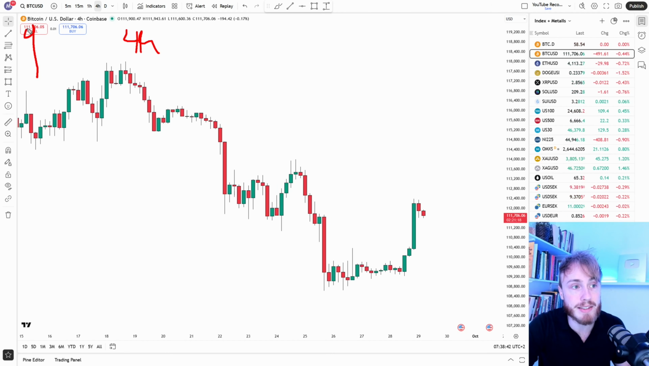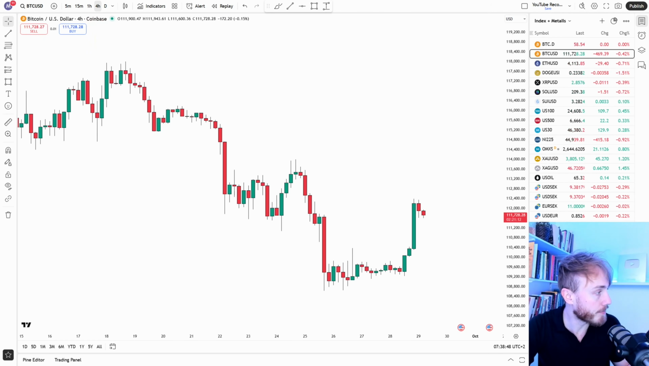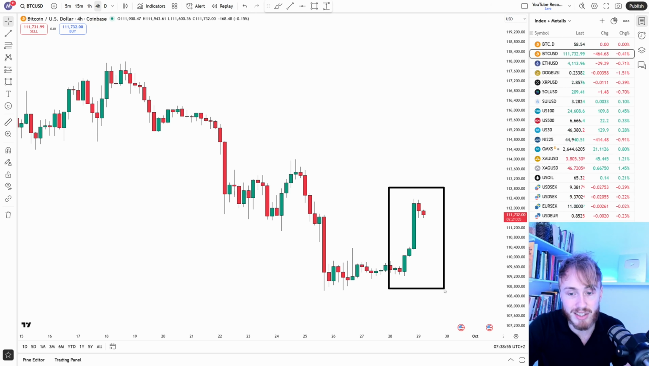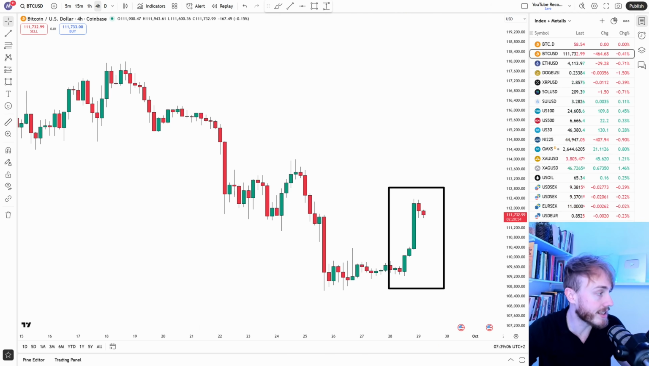We're looking at Bitcoin here on the 4-hour. You can see it up there. And you can see that we are right now in a live chart. But the first move I want you all to focus on is this move right here. You can see that just recently we have been seeing some strong demand coming in for Bitcoin. And I would actually consider this to be aggressive demand. Why is this aggressive demand?